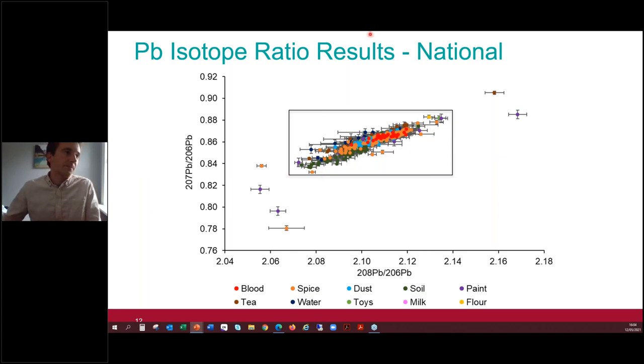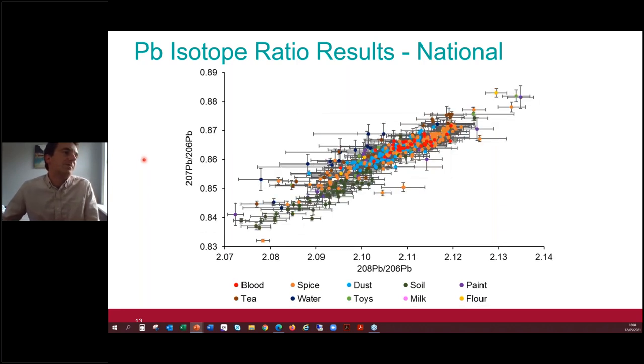So if we zoom in to that area of interest, so this is all the data. It's a bit messy, so I chose to plot the 207 lead over 206 lead and 208 over 206 lead here. It showed the best separation.